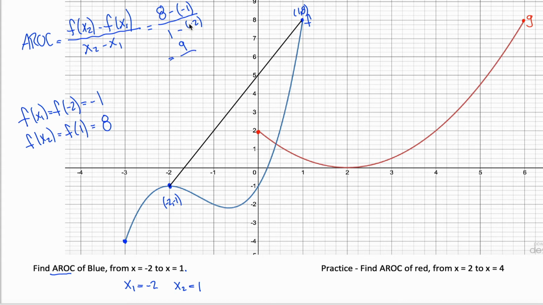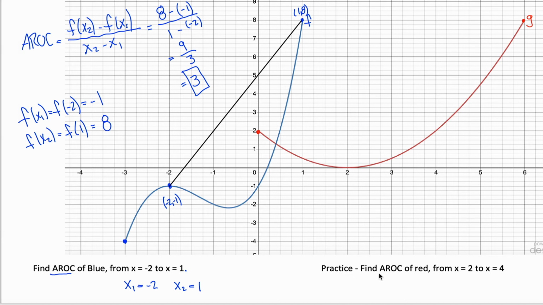And 1 minus -2 is the same as 1 plus 2, which is 3. So the average rate of change is 9/3. In other words, 3, the same slope that we saw visually when we just counted up and over units. In case that didn't make sense, let me do it one more time.